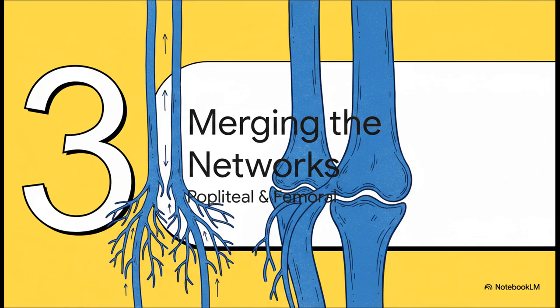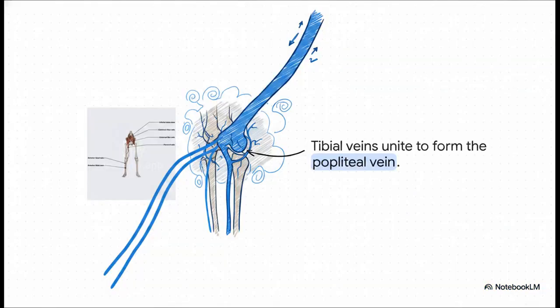So we've got blood traveling up the front and back of the calf. Now let's move up to the knee and the thigh to see exactly how these networks merge into those massive singular trunks. Right at the lower border of the popliteus muscle, behind the knee, the anterior and posterior tibial veins finally unite. They actually drop their binary, paired structure and merge together to form one single, large trunk, the popliteal vein. This vein then ascends through the popliteal fossa, collecting blood from the knee joint and the calf muscles, basically acting as the main upward conduit for the entire lower leg.